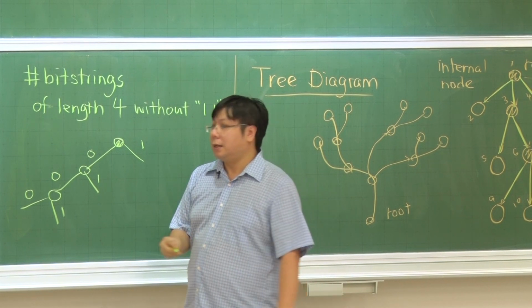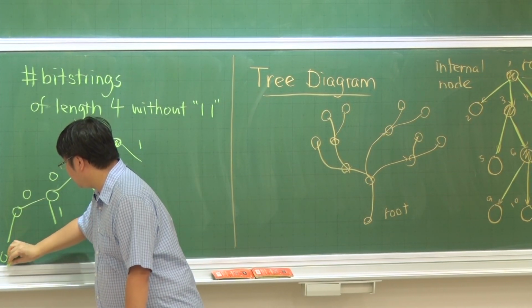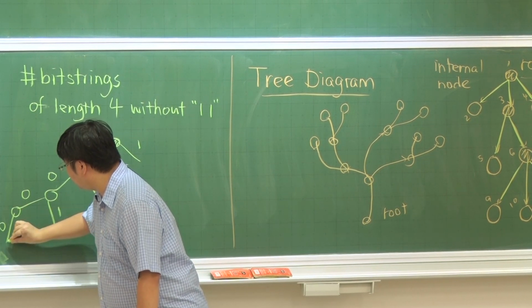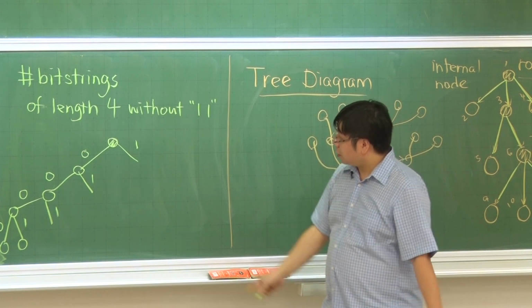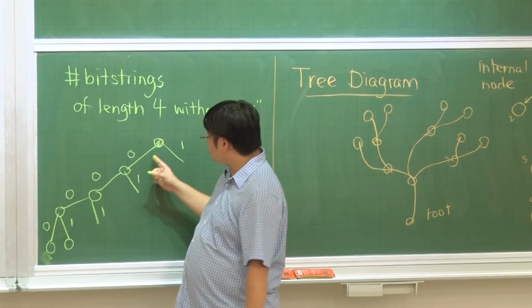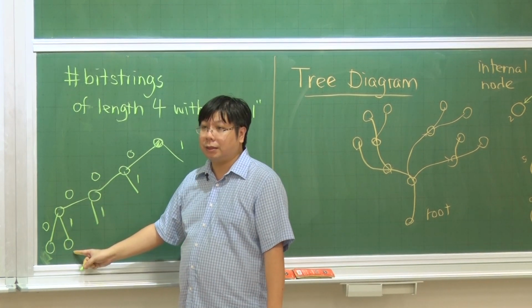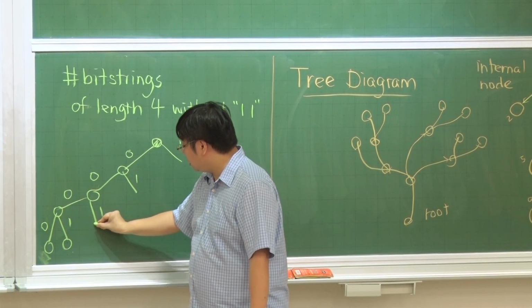Is that okay? And then the next bit could be a 0 or a 1. Is that okay? And then the next bit here could be a 0. The next bit could be a 0 or a 1. Is that okay? So this one means 0, 0, 0, 0. This one means 0, 0, 0, 1. Is that okay? And this one means 0, 0, 1.